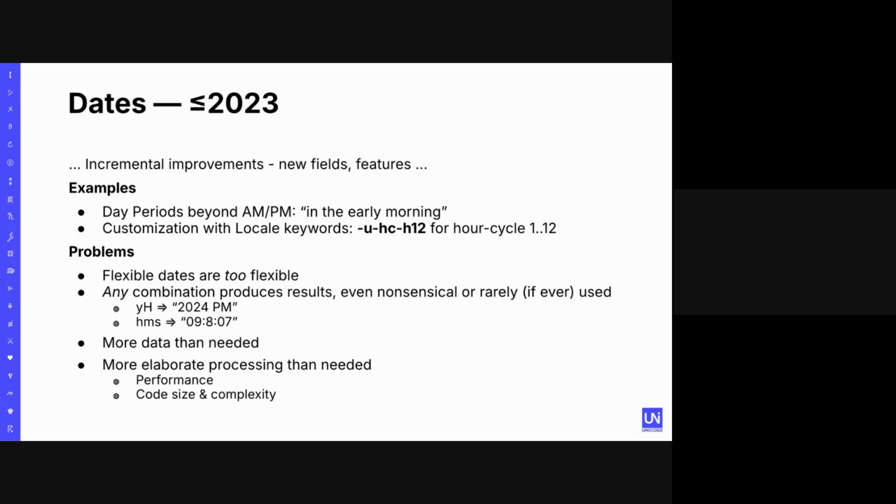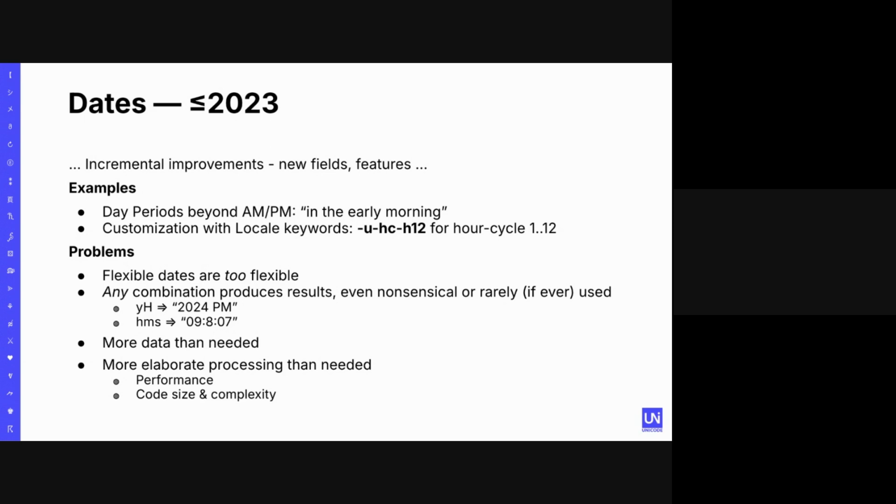So that developed as well, but problems. The flexible dates are kind of too flexible, and I'll get into why. Any combination produces results, even those that are nonsensical or really rarely used. And there are some examples you see there. I can say, well, format a date with the year and the AM, PM day period. Then you'd say, okay, well, 2024 PM, sure, I'll format it for you. It doesn't make a lot of sense, but I'll format it for you.